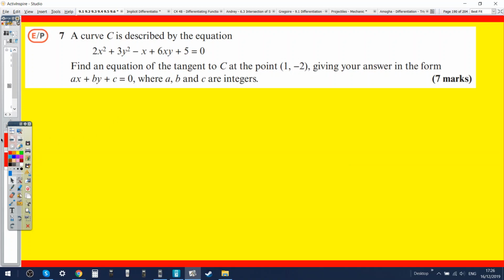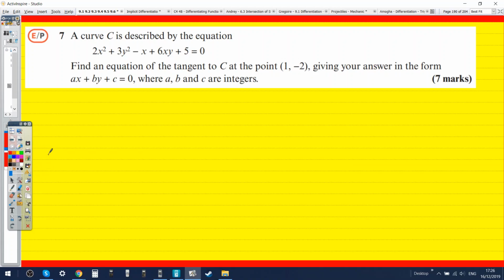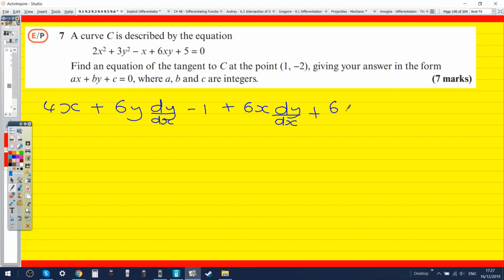Yeah, good question. So you have to differentiate first. So then you have 4x plus 6y dy by dx minus 1 plus 6x dy by dx plus 6y is equal to 0.